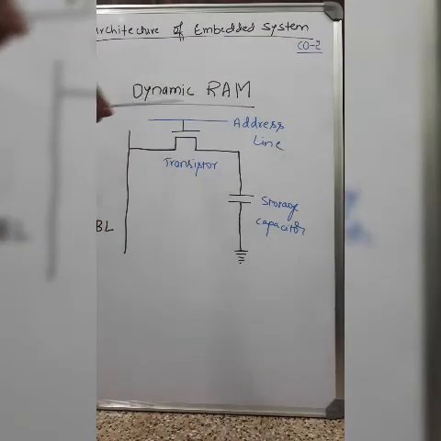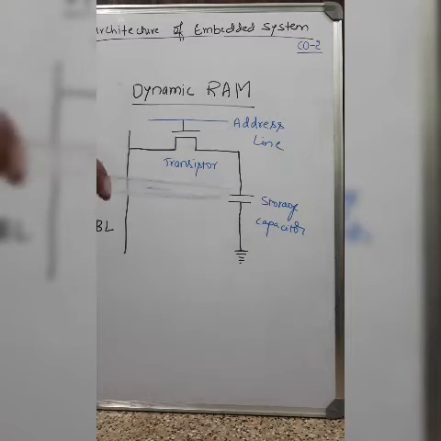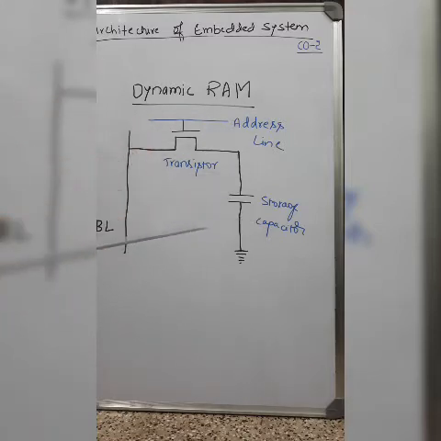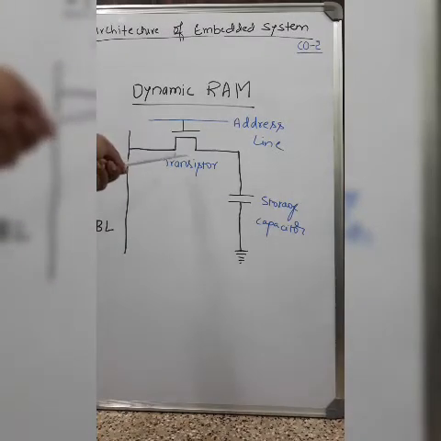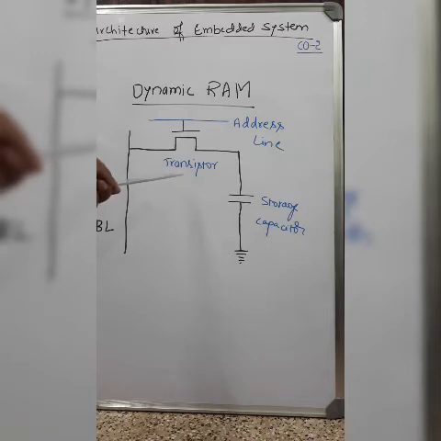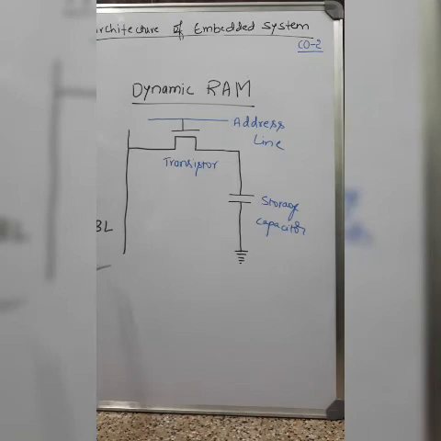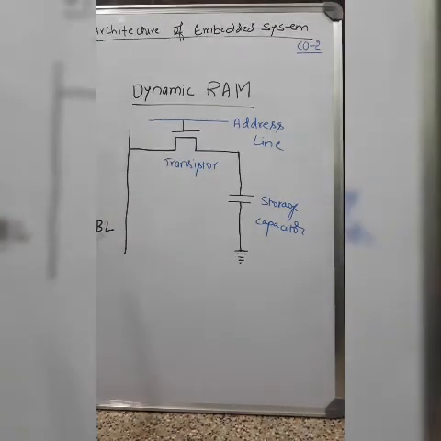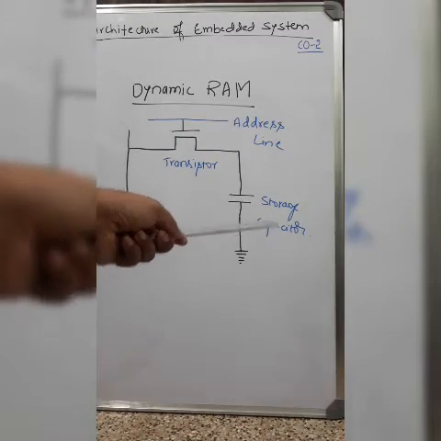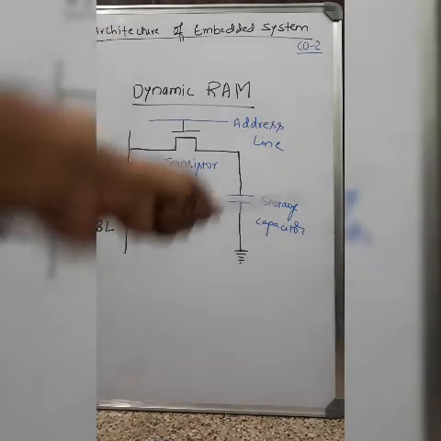That's the reason why it is also called dynamic RAM, because frequently you need to refresh the cell of a dynamic RAM, that is the capacitor. And the address line will enable this transistor. The transistor acts like a switch to connect the storage capacitor to the bit line to read or to refresh the capacitor. So this is how the dynamic RAM works.